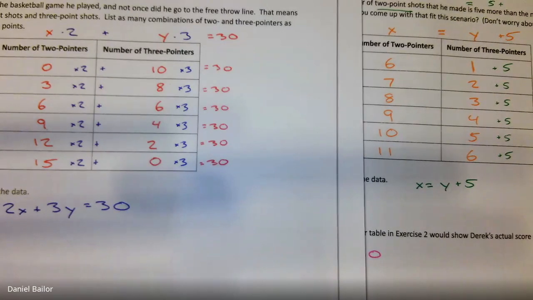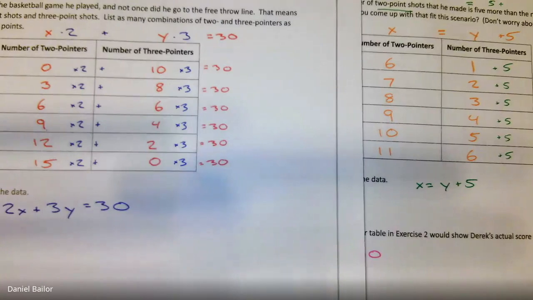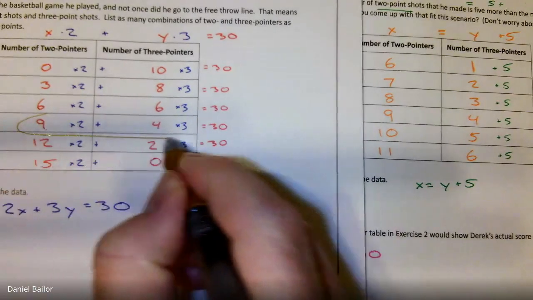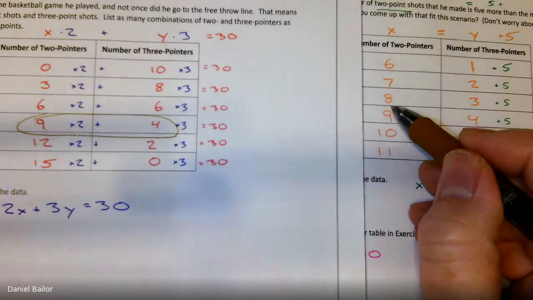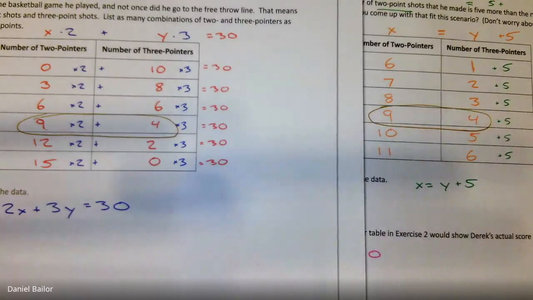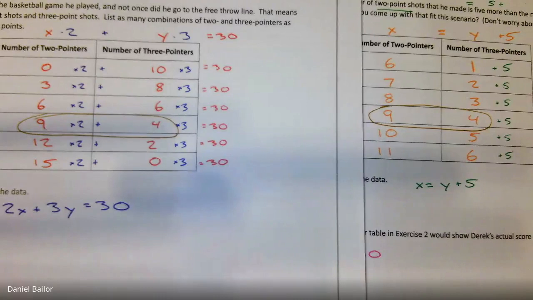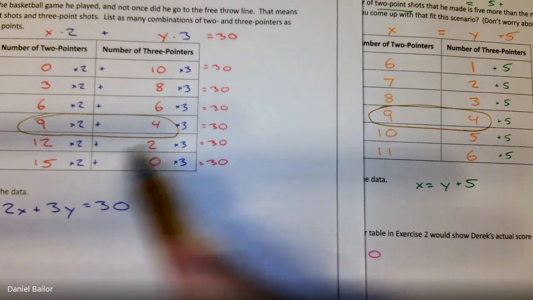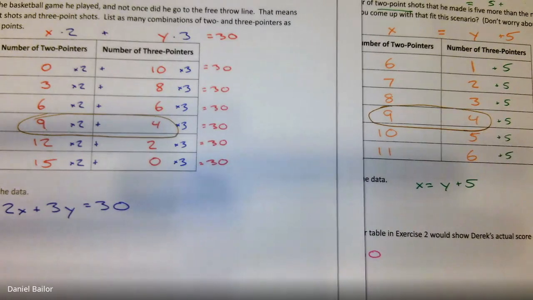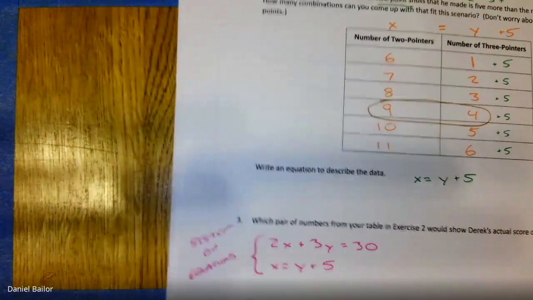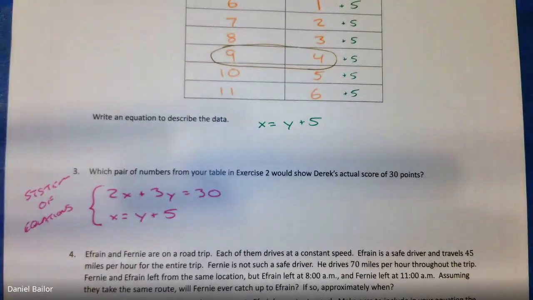Hopefully you notice that right here. We have 9 2-pointers, 4 3-pointers right here. And we have 9 2-pointers, 4 3-pointers right there. That is the only one that matches. That is the only pair that is in this chart and this chart. It is the only one that is in both charts, which means that is the solution. So that is our solution.